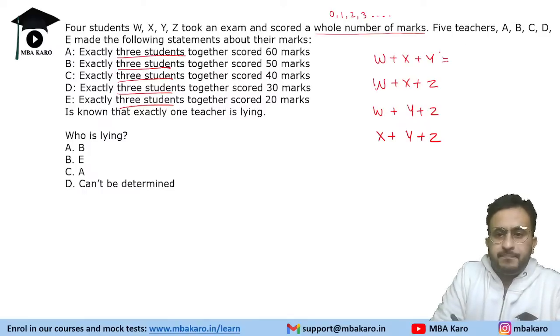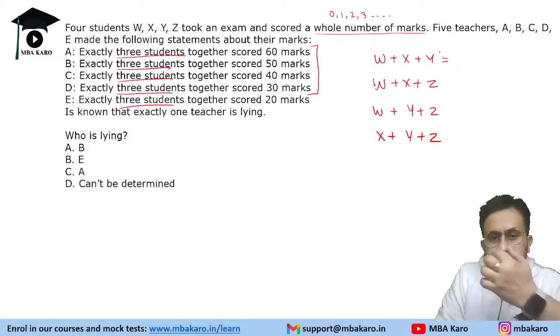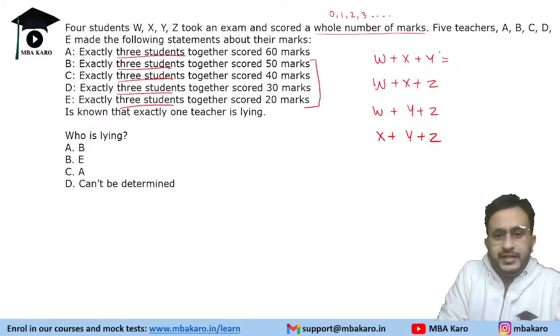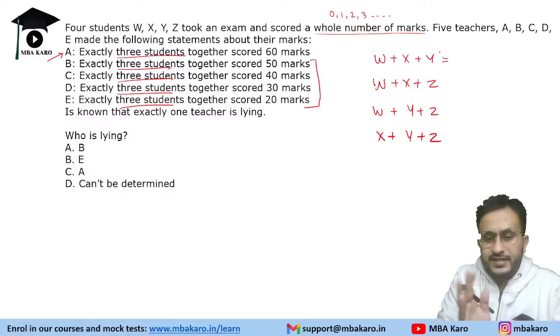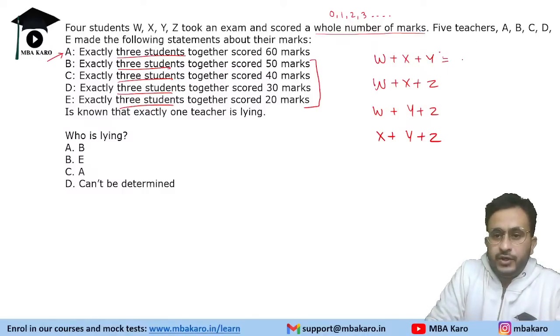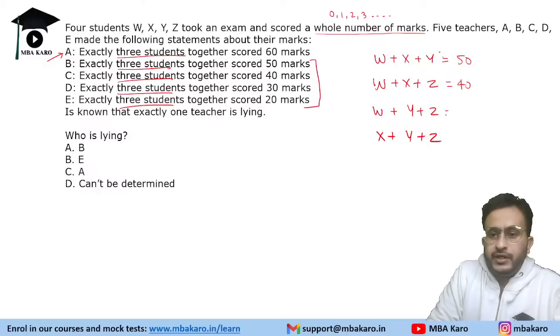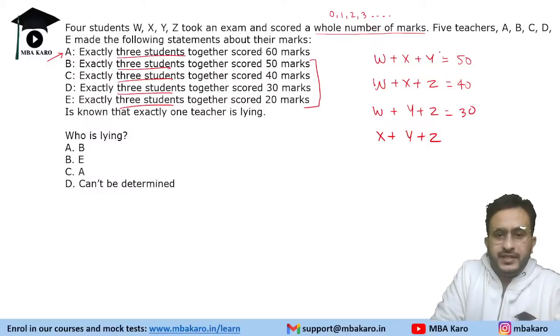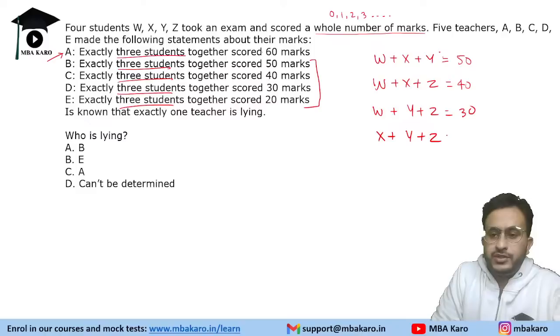So let us say that these four are telling the truth. Let's take these four values, and let us assume that A is lying. Suppose A is lying. That is our assumption, not the right answer. So when we add these four values, what do we get? 50, 40. Remember, it is not necessary that A is lying. We are taking only four statements.